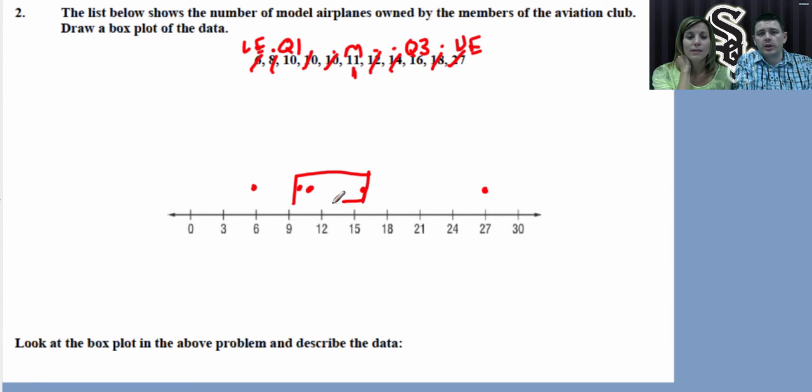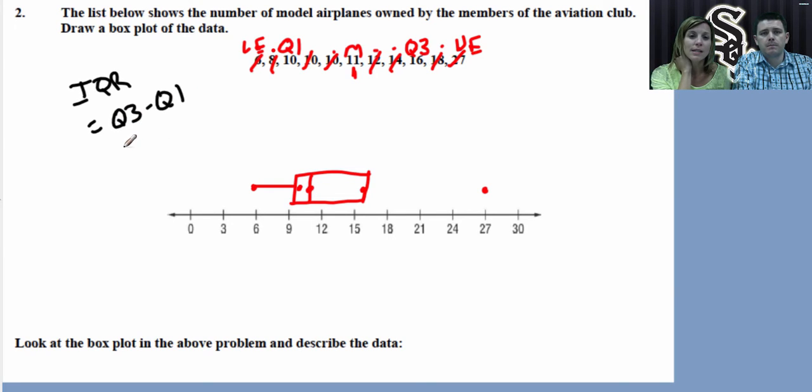We want to make sure it really does fit with our data and make sure it's not an outlier. We need to go back to what we talked about with our outliers from our measures of variation. Our outliers are found by taking our quartile 3 minus our quartile 1. In this case, that's 16 minus 10, which is 6. Now, we're not done with subtraction. We have to multiply that by 1.5. So 6 times 1.5 is 9.